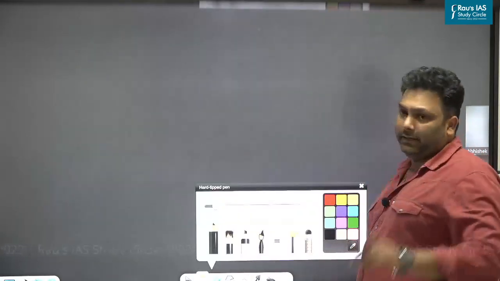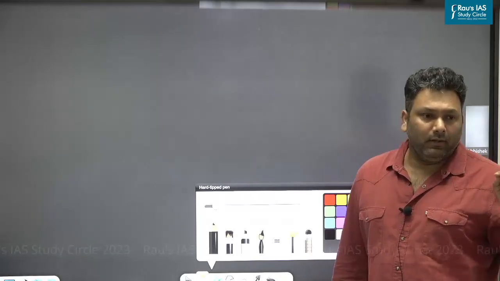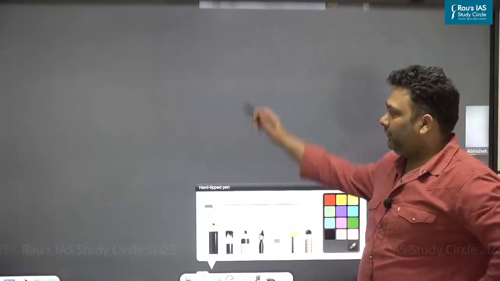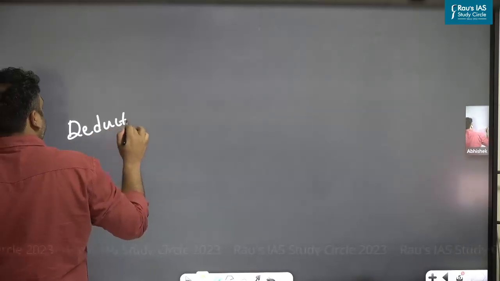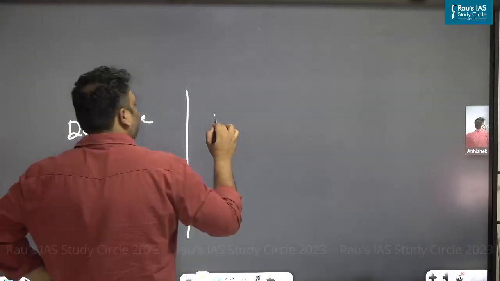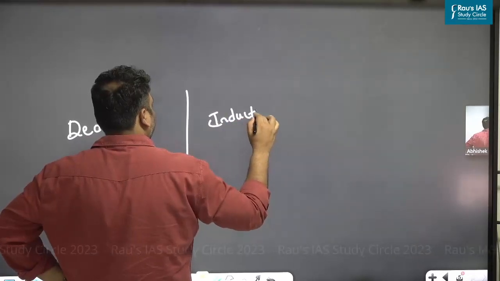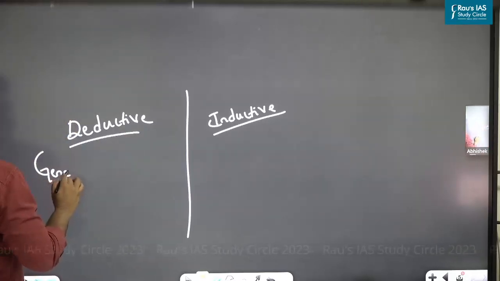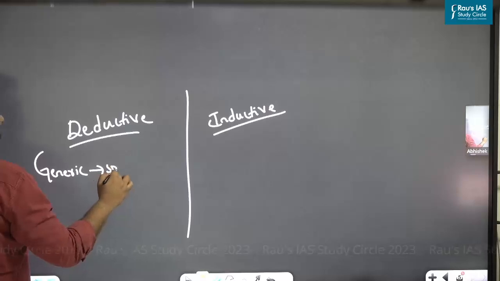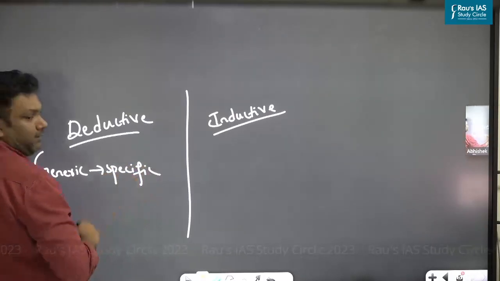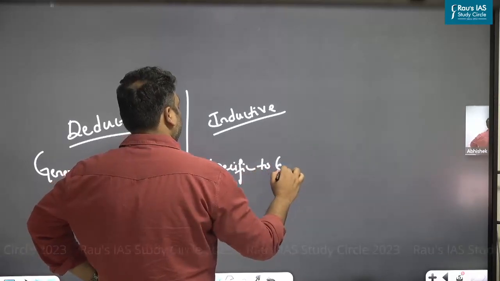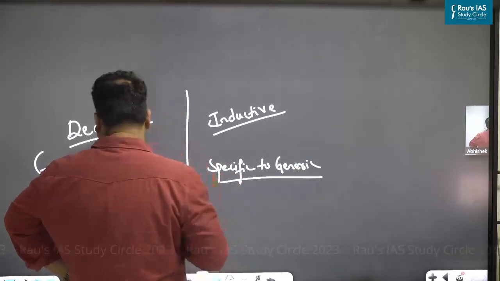All these things will be coming in your geographical thought, that is, the perspectives in human geography. So once you know all these terms, studying things there will become very easy. There are two types of studies. One is called deductive. The other one is called inductive. This is generic to specific, and this is specific to generic. So let's see how this theory works.